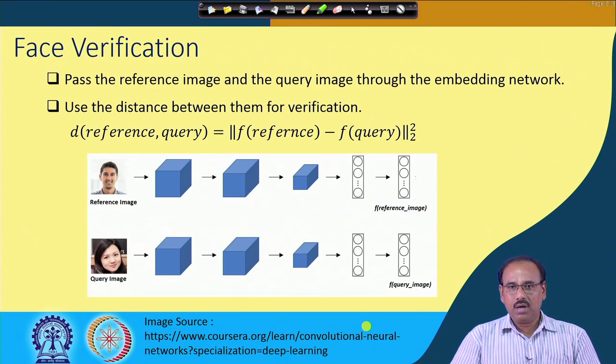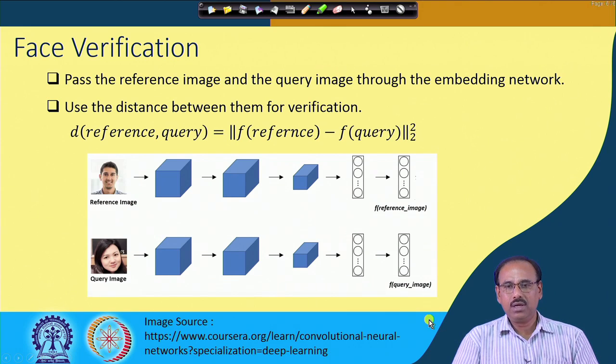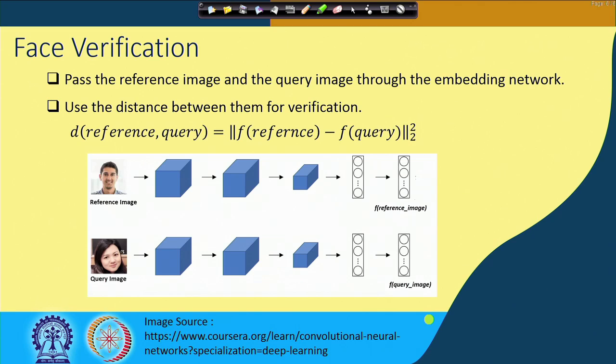So this is how the FaceNet works, and as we have seen, face recognition or face verification techniques have wide applications in today's digital world. So we stop face recognition today. In our next lectures, we will talk about other applications of deep neural networks.